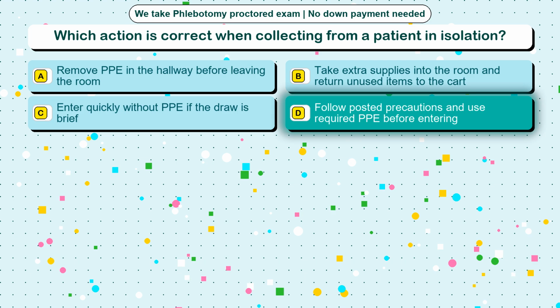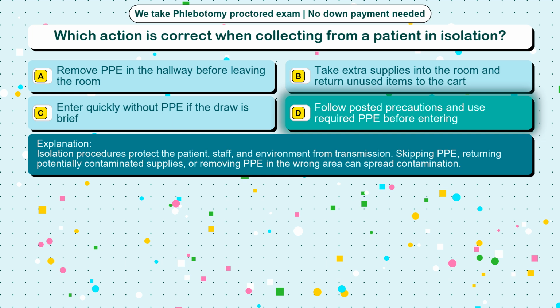The correct answer is option D, follow posted precautions and use required PPE before entering. Isolation procedures protect the patient, staff, and environment from transmission. Skipping PPE, returning potentially contaminated supplies, or removing PPE in the wrong area can spread contamination.